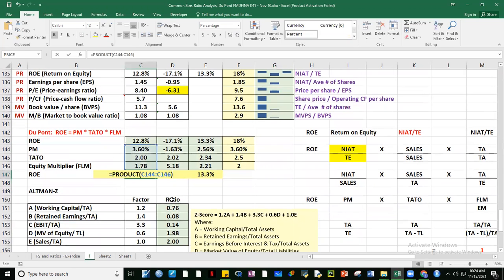So it's the same, no? The 12.8 we have here is the same 12.8 here. So DuPont is just decomposing the ROE to know how to increase the ROE. According to DuPont, ROE can be increased by improving profitability margin, improving your TATO, and improving your equity multiplier, because these three measures relate to ROE directly.